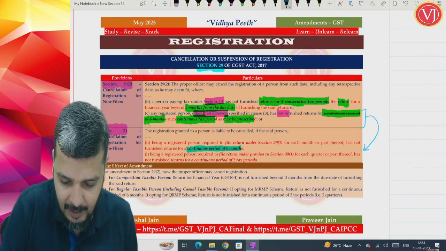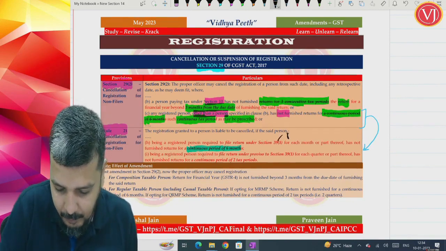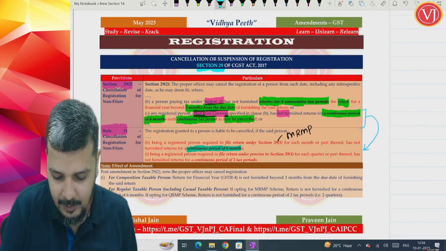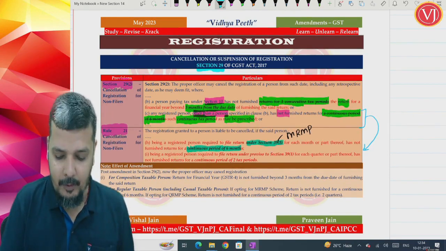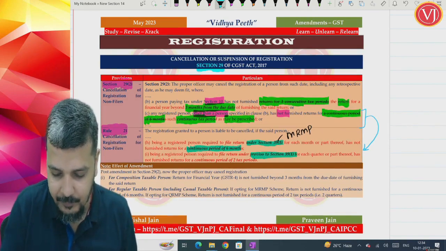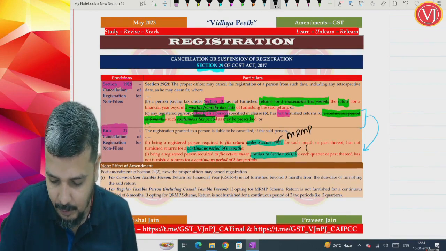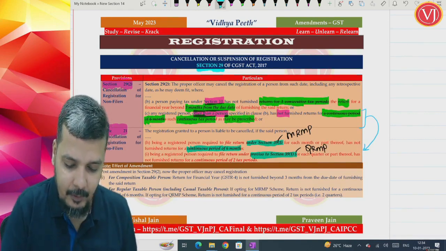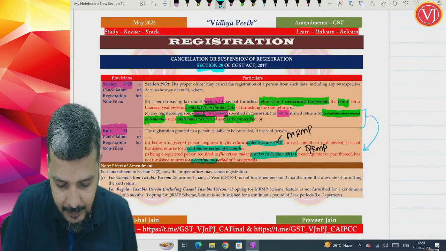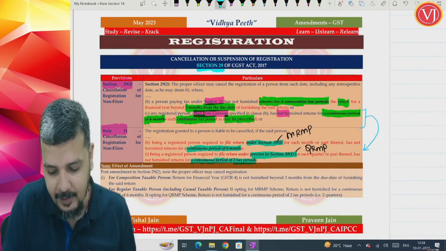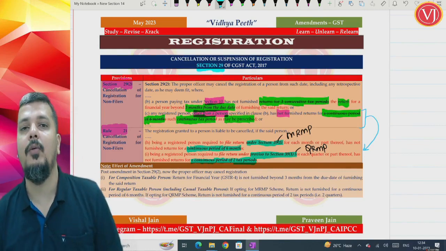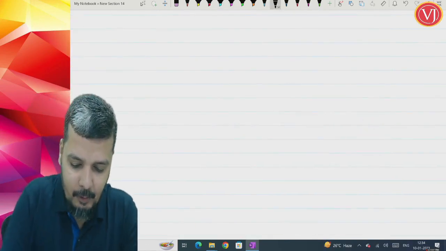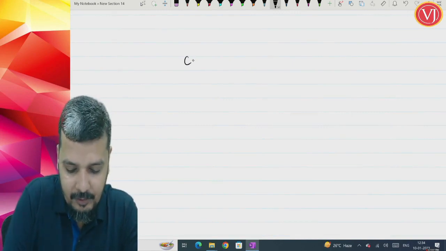So you are talking about the MRMP scheme, monthly return monthly payment, where you are covered under section 39. If you are talking about the QRMP scheme, you are covered under the proviso to section 39 subsection 1. QRMP means quarterly return monthly payment. So for the QRMP scheme, you are not filing your return for a continuous period of 2 tax periods, that is 2 quarters.